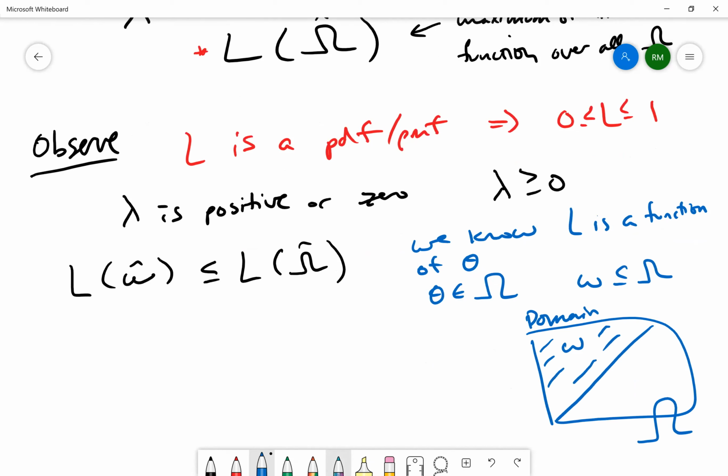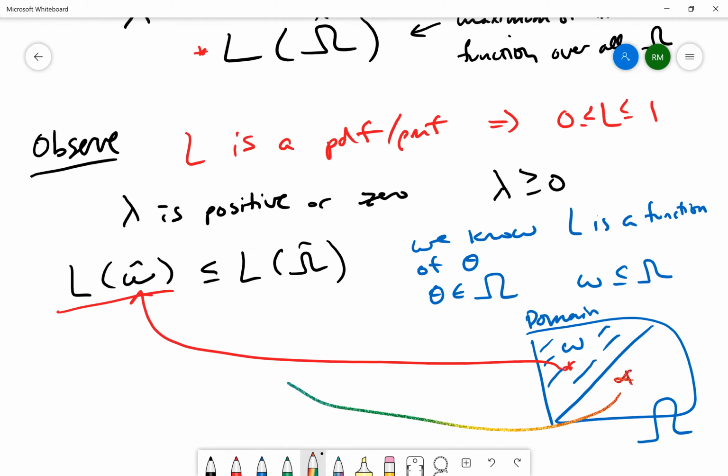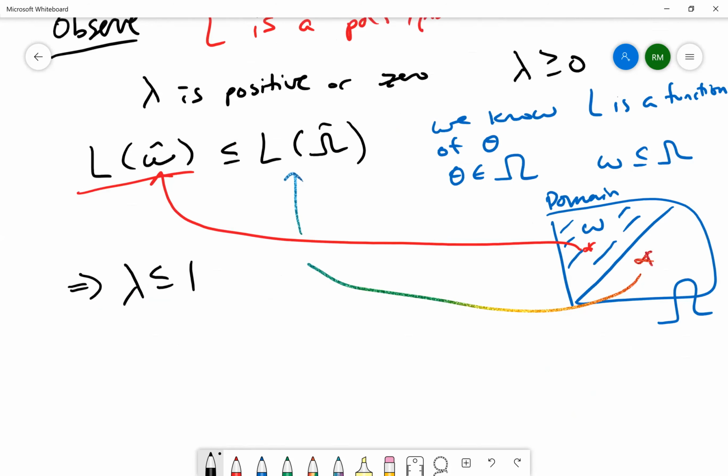If I find the maximum of the function over here, it gives us this value right here. But it's possible that there's a bigger value over here. Since big omega is a bigger set than little omega, the maximum of my function L over big omega must be bigger than or equal to the maximum of my function over little omega. That tells us that lambda is less than or equal to 1. So overall, lambda is a ratio between 0 and 1.